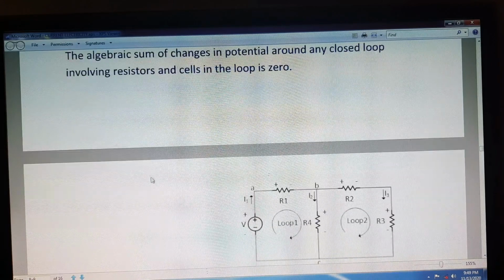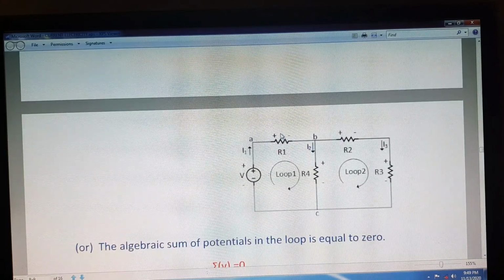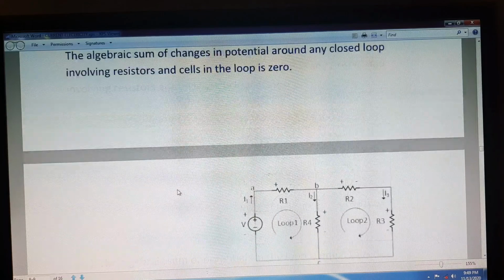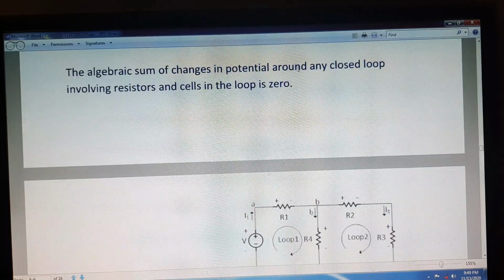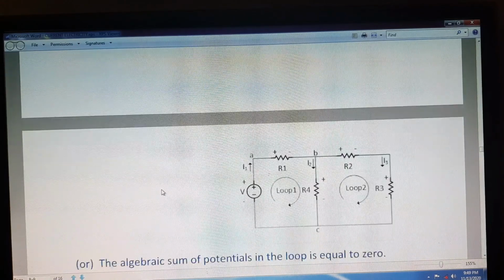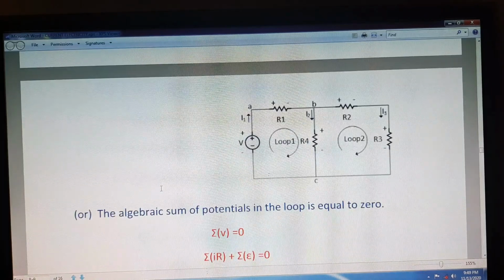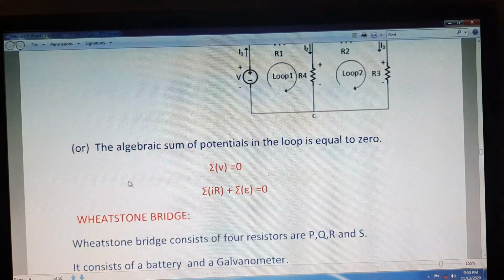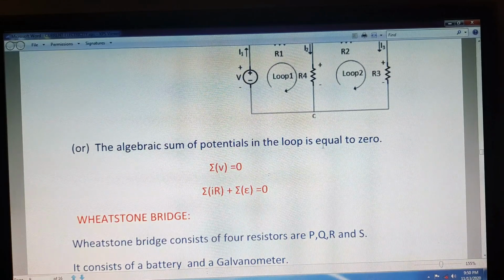It means the loop must contain cells and also resistors. So the loop must be a closed loop, containing cells and resistors. The algebraic sum of potential drops is equal to 0. It is called Kirchhoff's second law. The definition: the algebraic sum of potentials in the loop is equal to 0. So summation of V is equal to 0, or summation IR plus summation epsilon is equal to 0. This is Kirchhoff's second law.